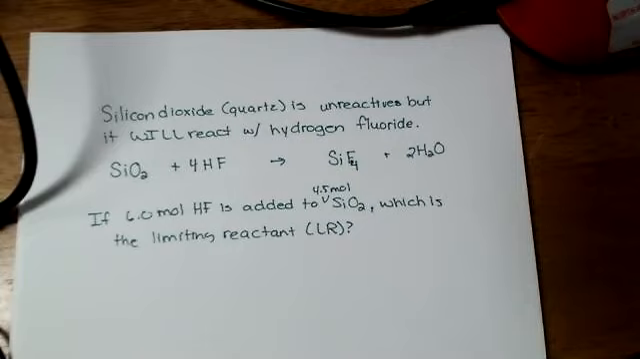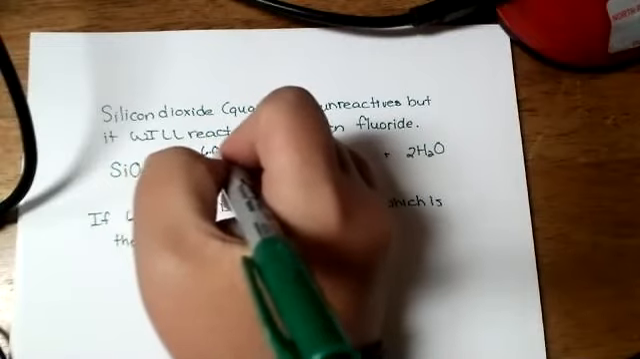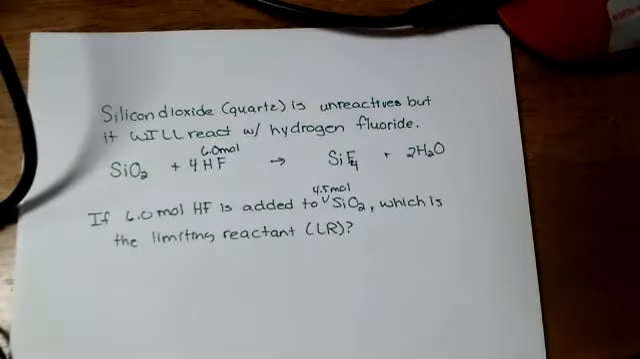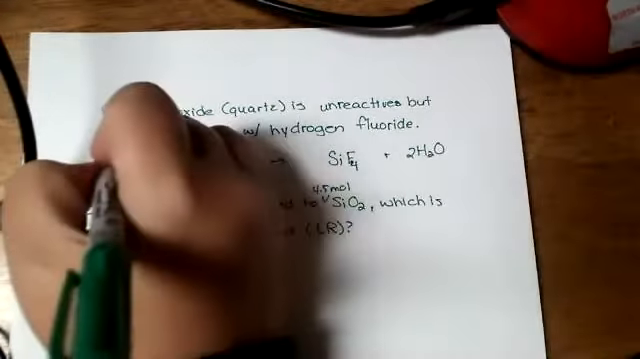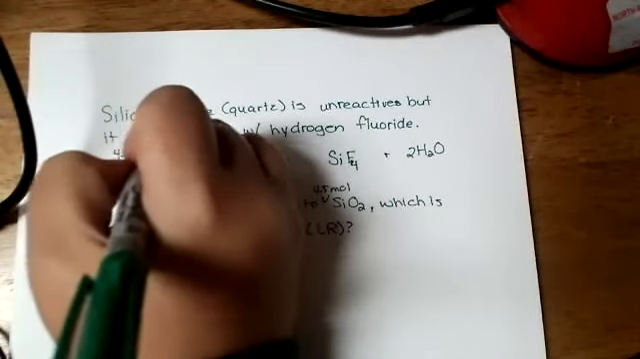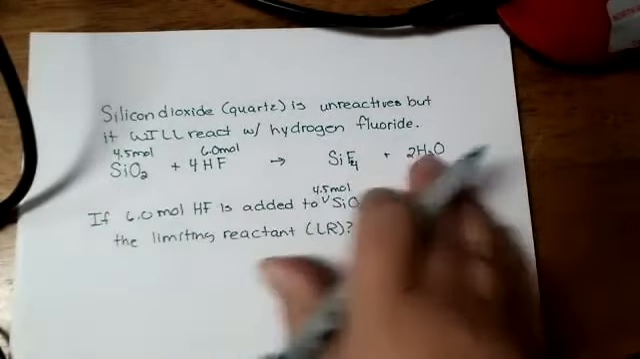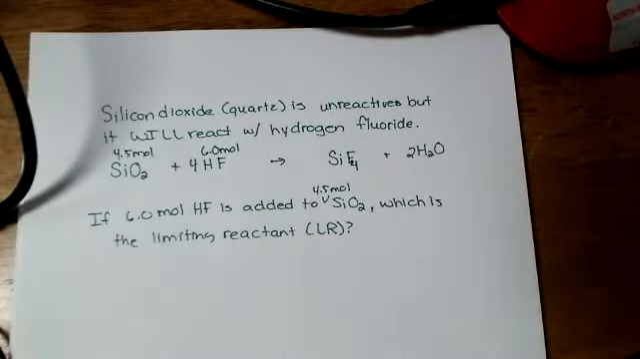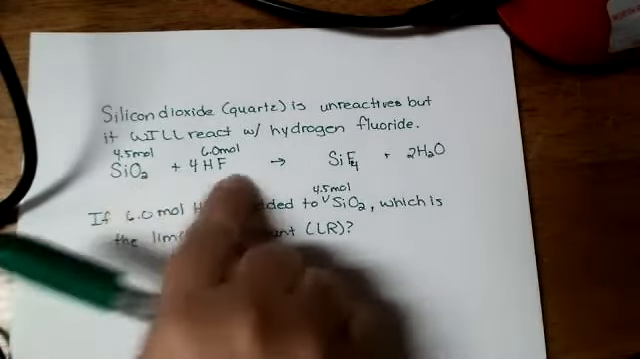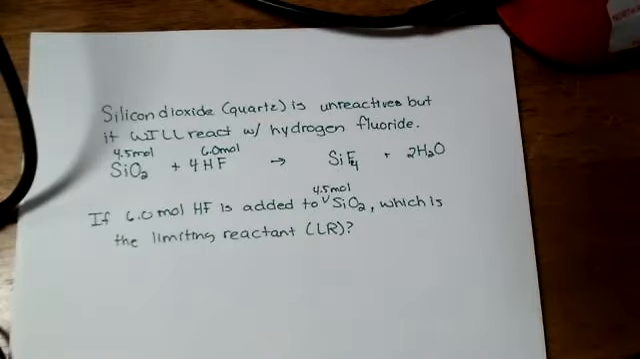So just like we've done in all of our other problems, I'm going to write down my givens. They're giving me 6.0 moles and 4.5 moles of these two reactants, and they want to know which one is the limiting reactant. Now, notice there is no unknown up here like we've typically had. Instead, they're just asking us to find out which one of these two would be my limiting reactant.